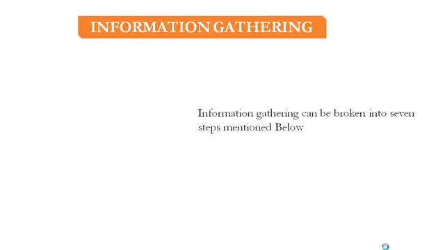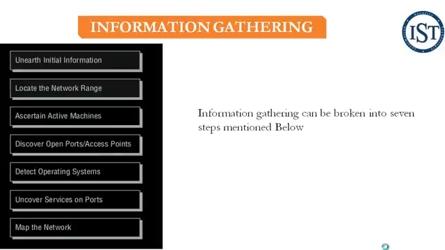This information gathering can be broken into 7 steps as shown in this figure. The very first one is finding out the initial information, locating the network range, ascertaining active machines, discovering open ports and access points, finding out the type of operating system that the target is using, uncovering the services that are running on a specific port, and finally mapping the network. We do all these steps in the next module, which is going to come under scanning and enumeration.